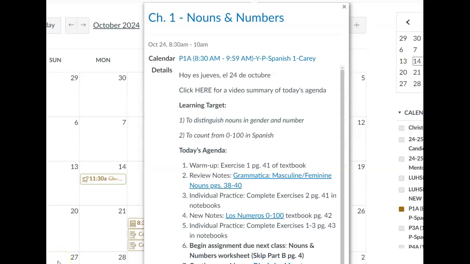Aquí tienen el horario para hoy, jueves, el 24 de octubre. Learning targets for today. We have two of them to tackle: to distinguish nouns in both their gender and number, and to count from 0 to 100 in Español.